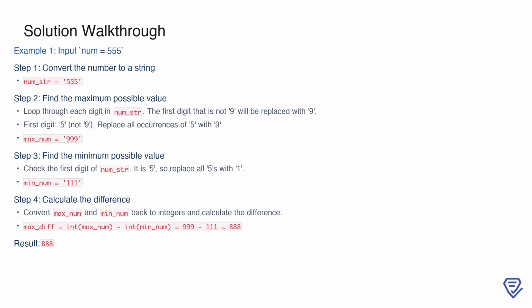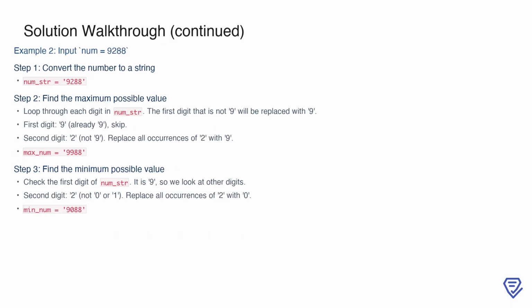Next, we calculate the minimum possible value. Looking at the first digit, which is 5, we replace all instances of 5 with 1, giving us 111. Finally, we calculate the difference by converting both maximum and minimum values back to integers and subtracting. The result is 999 minus 111, which equals 888. So, the maximum difference is 888. Now, for the input number 9288, we again start by converting the number into a string, resulting in 9288.